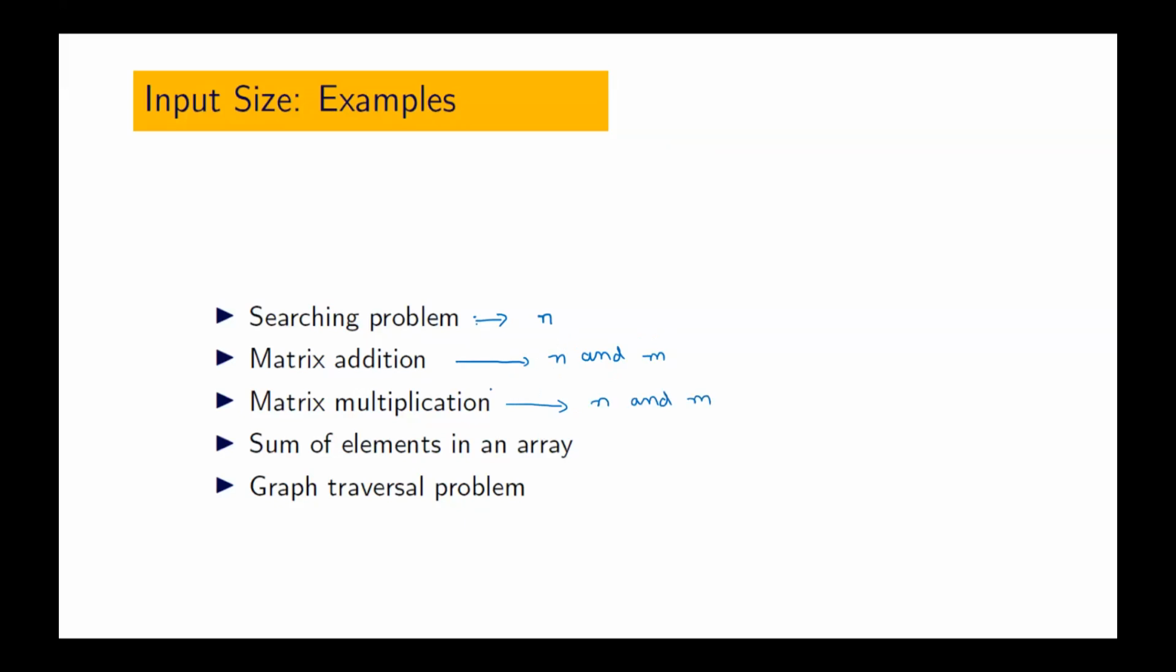Matrix multiplication: the number of rows and the number of columns should be given. If there are two different sizes of matrices, the unique instances will be 3. That is okay. That is fine.